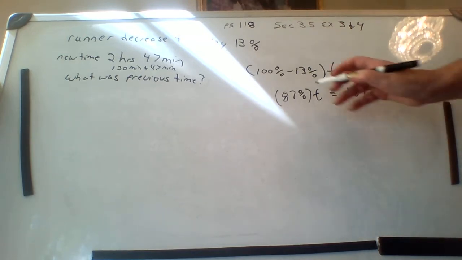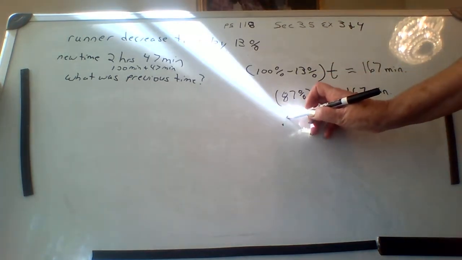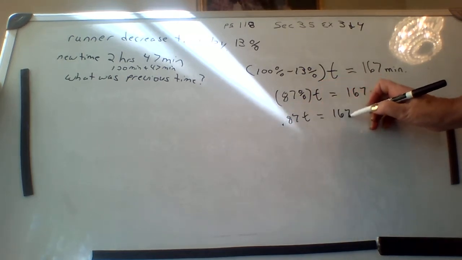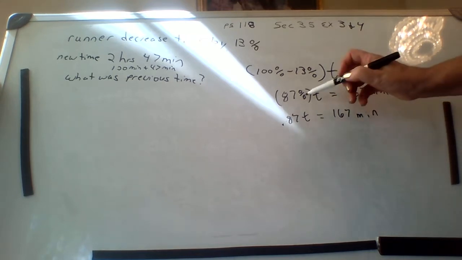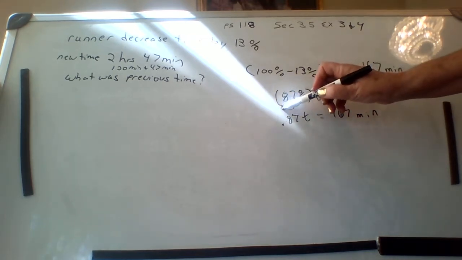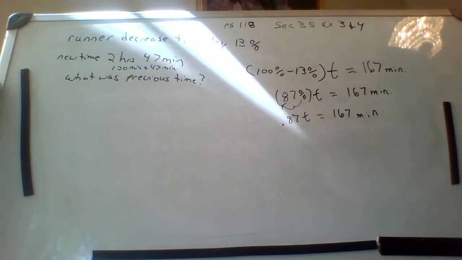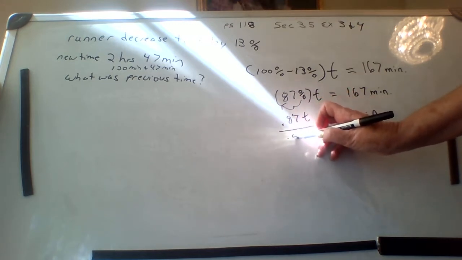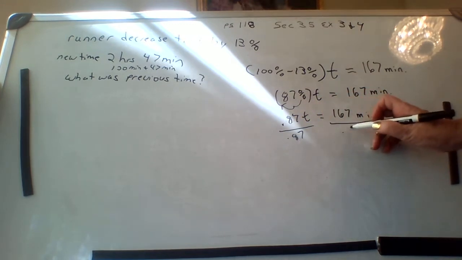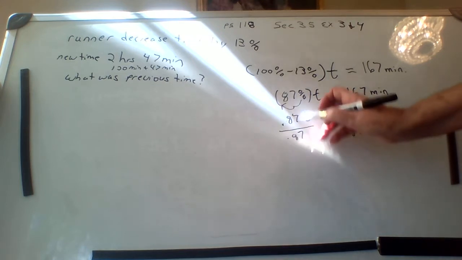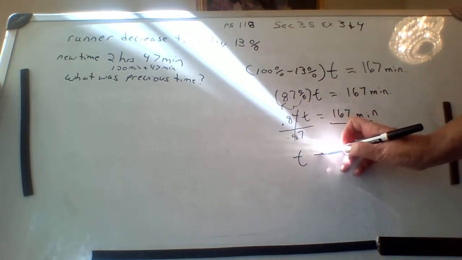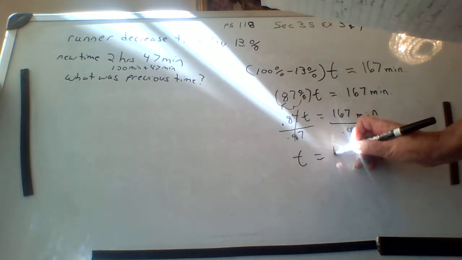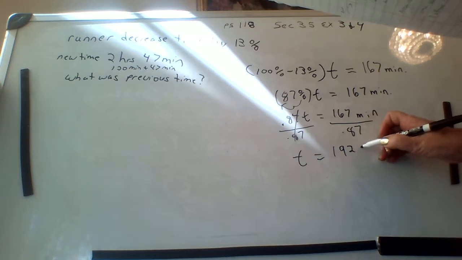Okay? Well, drop your percent, make it a decimal. Remember, you're moving that to the left 2 places. Okay? And we're solving for t. They're multiplying here, so we're going to divide everything by 0.87. And this cancels out, and we get time is, and you divide that out, and you get 192 minutes.